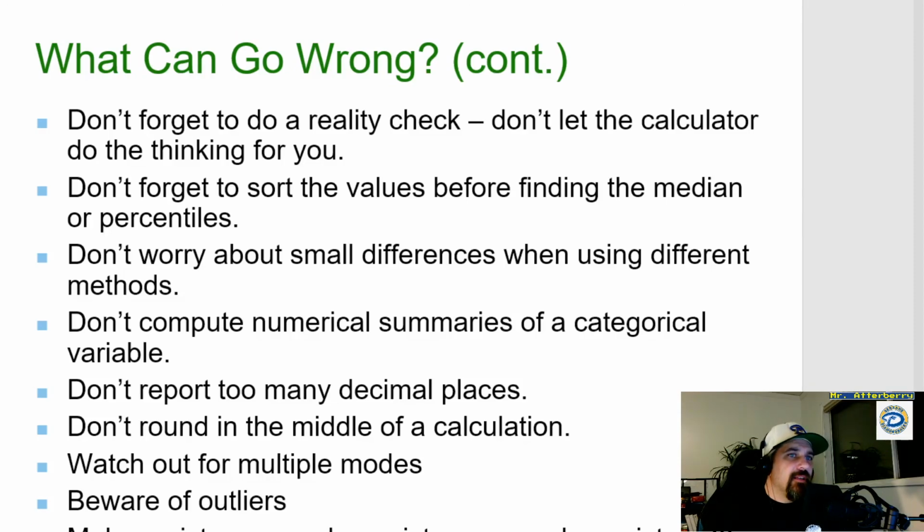Don't forget to do a reality check. Don't let the calculator do the thinking for you. Make sure you know what you are doing with the spreadsheets or calculator. Okay. Don't forget to sort the values before finding the median. Don't just count your numbers. Okay. Make sure they are in order. Don't worry about small differences when using different methods. Don't compute numerical summaries of categorical variables. Remember, it's quantitative variables we're doing right now.